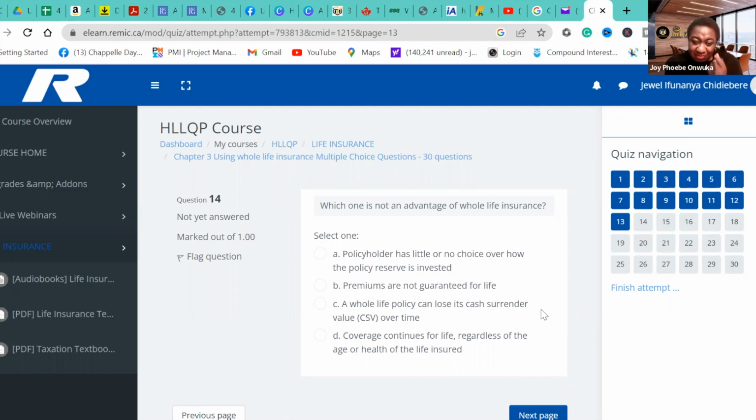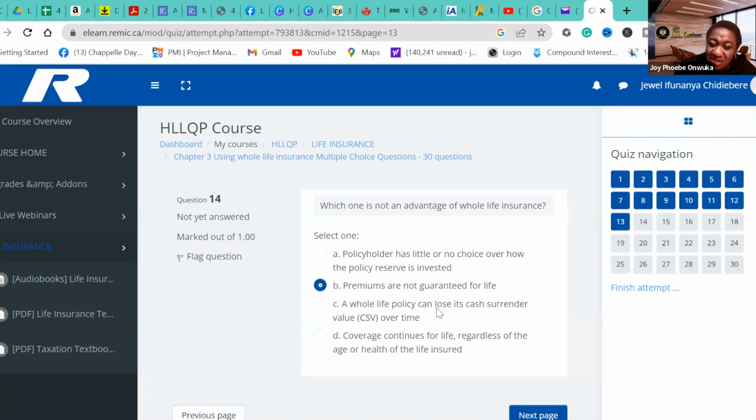Again, B, premiums are not guaranteed for life. Oh, this is not. This is premiums are guaranteed for life. So right off the bat, I'm going to be leaning towards which one is not an advantage of the whole life. I think premiums are not guaranteed for life.